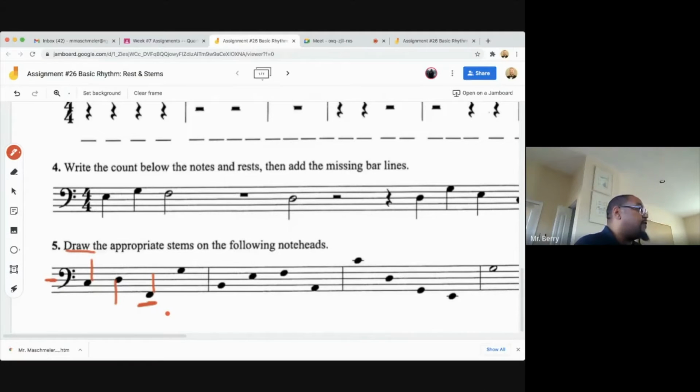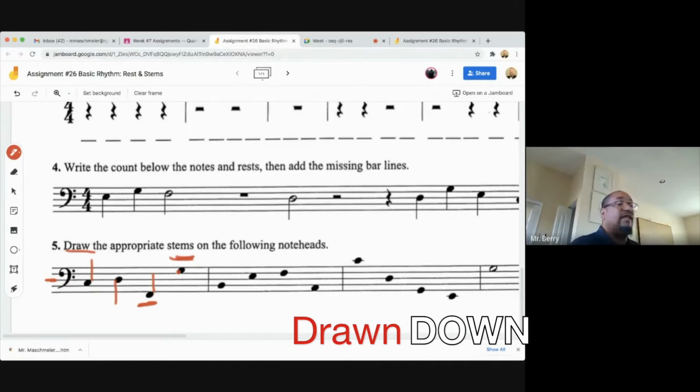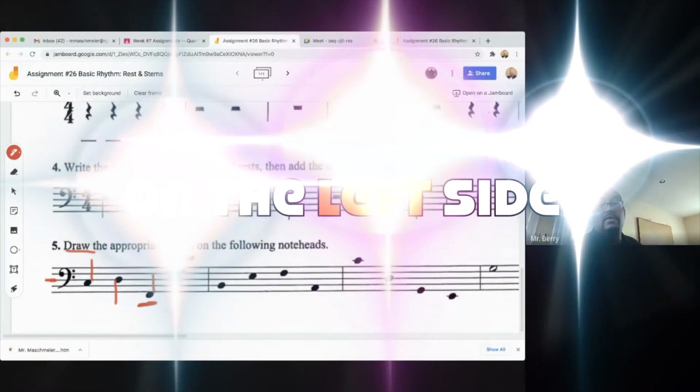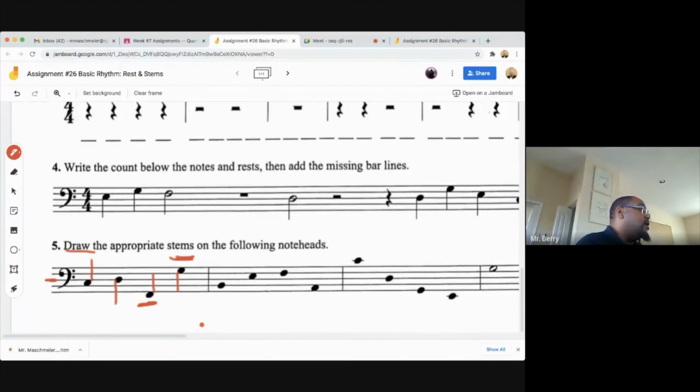Then the last one for this one. So someone tell me, where am I going to draw that stem for that particular note head? Going down. Going down, left or right side? Left. Left side. Very good. Excellent job. All right, so guys, you can finish completing number 5. Let's go ahead and look at number 1 now.